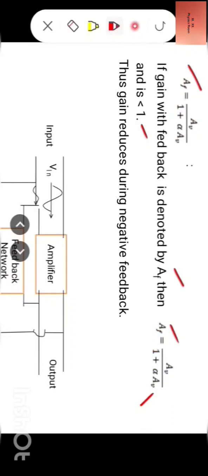Thus gain reduces during negative feedback. So mathematically we can explain here that the gain with feedback is less than gain without feedback. That is, AF is less than AV.